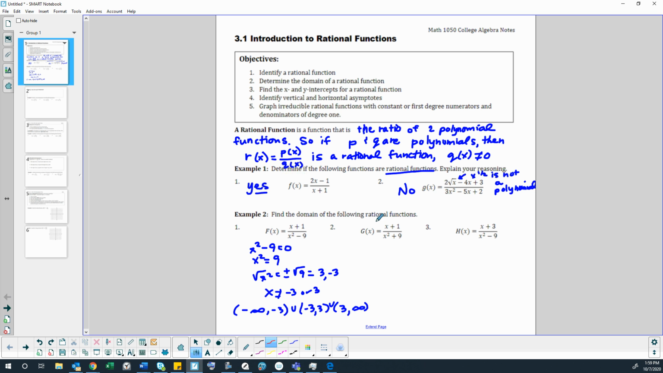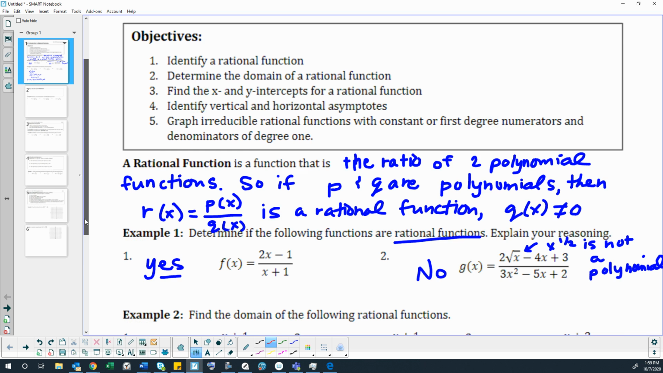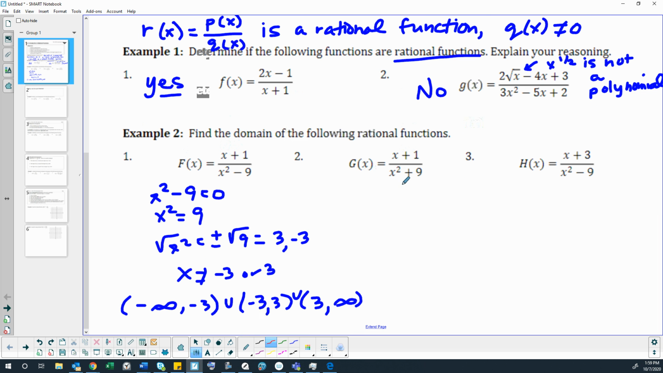Let's look at number 2. Just giving myself a little more space to write here. x squared plus 9 equals 0. There is nothing that makes that true, because if we move this over here, we're taking the square root of a negative, and that's not possible. So there is nothing that makes this denominator 0, because we're always adding 9 to it. No matter what it is, we square it, it becomes positive, we add 9 to it. It's also always going to be bigger than 0. So therefore, our domain is all real numbers. There's no restriction from the denominator.